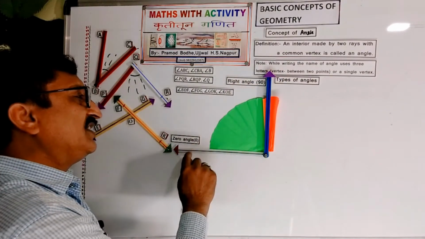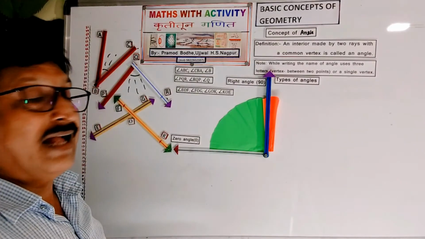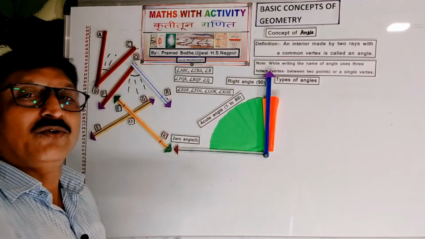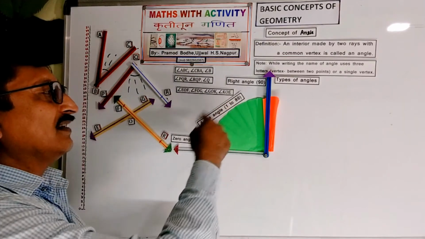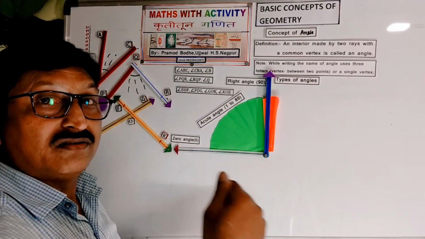But in between this 0 to 90, there are so many different types of angles, and those angles are said to be acute angles. The range of the acute angle is 1 degree to 89 degrees. That means acute angles are in between 0 and 90. Now, we go to the third step.